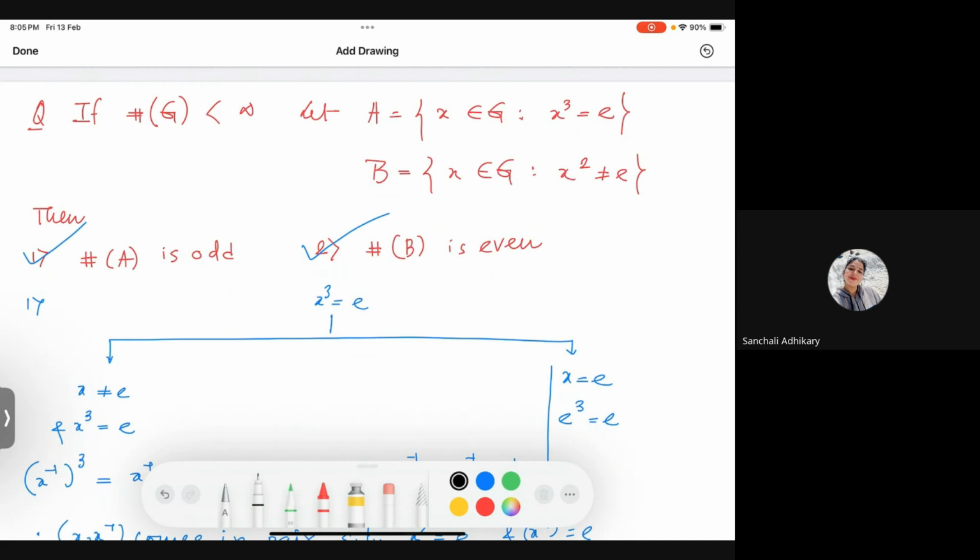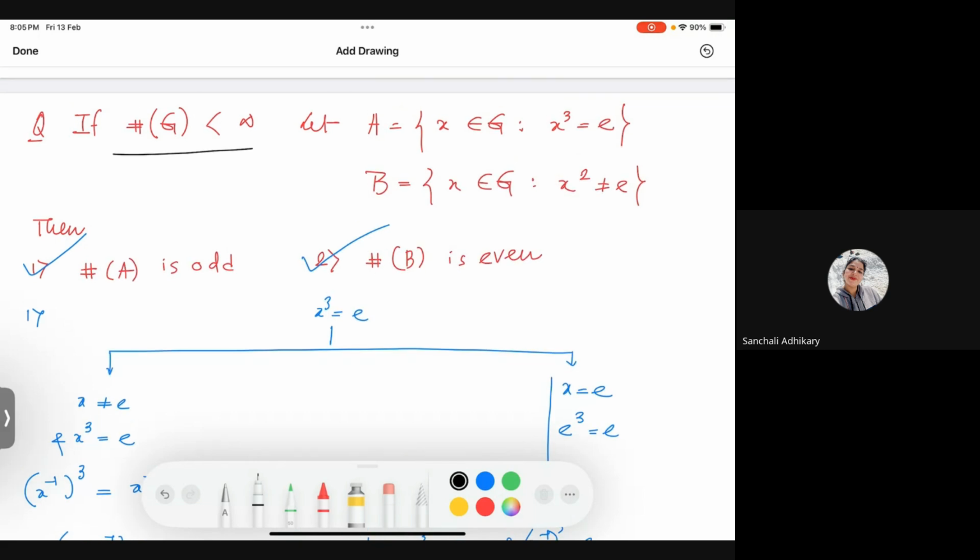Okay. This is a very important question. The cardinality of G is finite. It means the group is a finite group. So if the group is finite, then I am asking how many elements of order 2 will be present in the group.